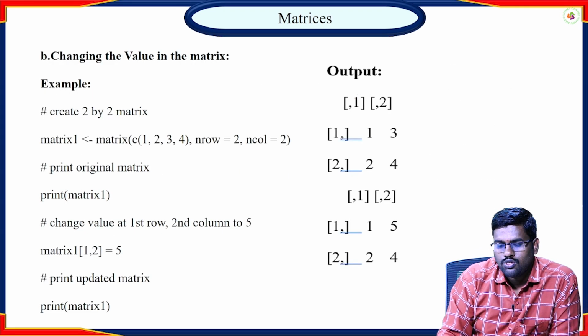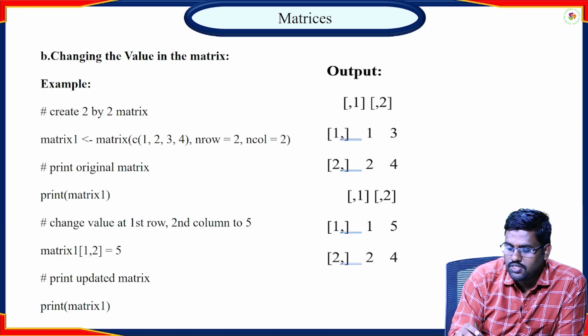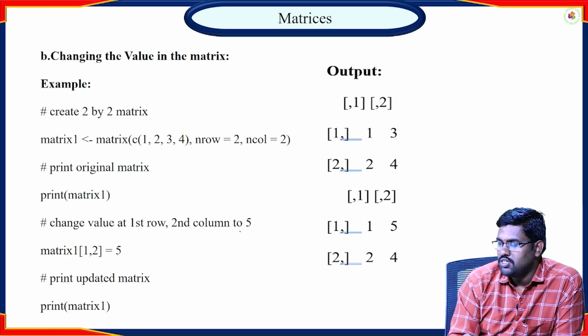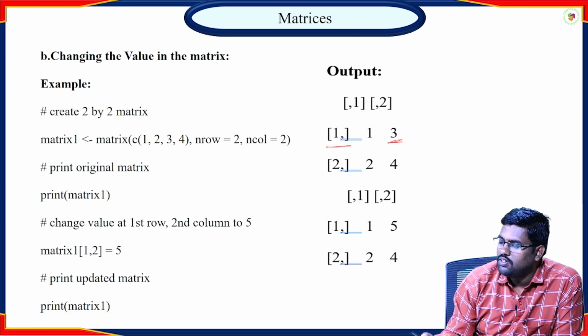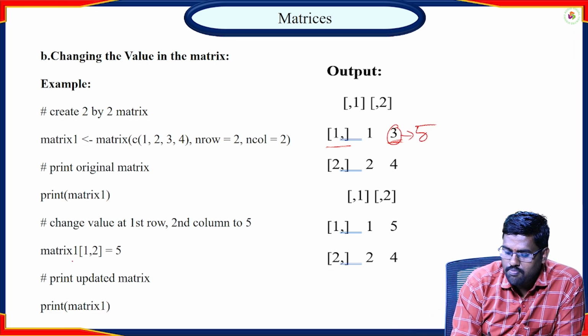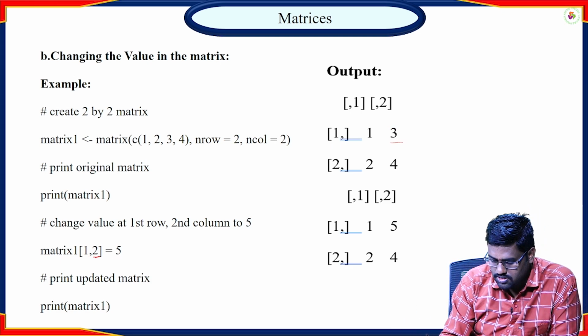Next, for example, if I want to change an element in the given matrix, see this one. This is our matrix normal representation. I have taken the values 1, 2, 3, 4, and only those values will be printed. Next, I want to change the first row, second column to 5. The first row, second column is this value, so I want to change this 3 to 5. For that, matrix of first row, second column value is 5. So print of matrix 1 shows that this 3 has changed to 5. That is how we change a value in the given matrix.